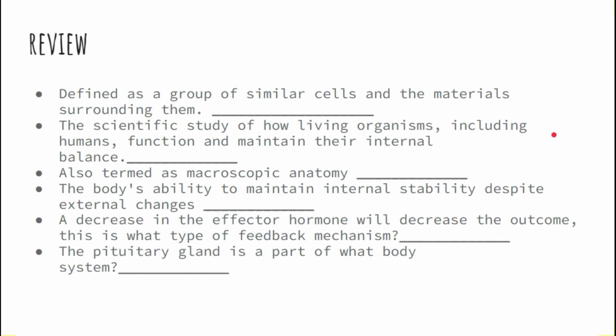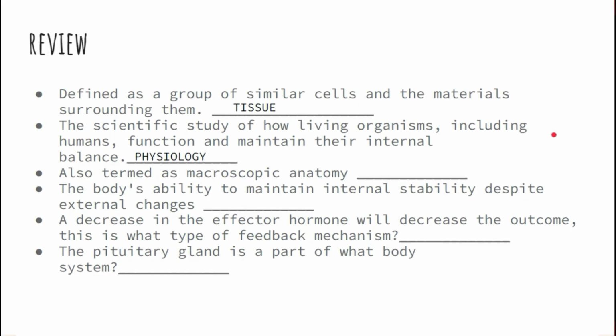So, let's have a brief review of our topic that was discussed in this first part of the lecture. So, again, this is defined as a group of similar cells and materials surrounding them. Kindly answer on your paper. So, did you have the correct answer? The correct answer here is tissue. Next, the scientific study of how living organisms, including humans, function and maintain their internal balance. What's your answer here? The correct answer for this is physiology.